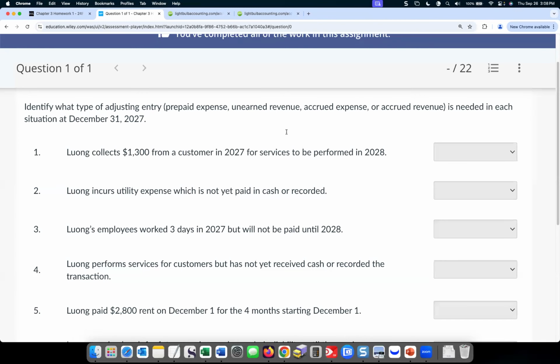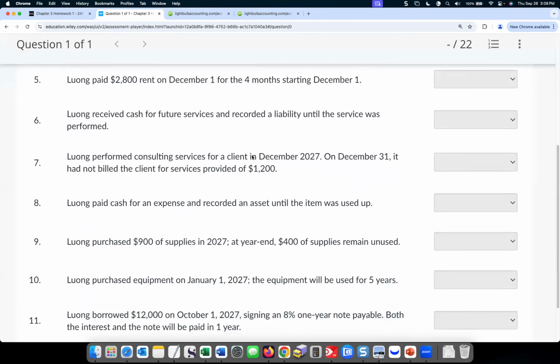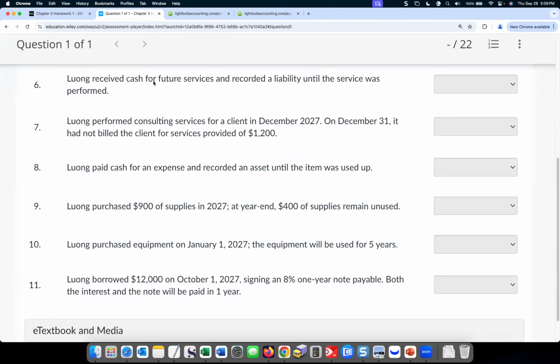So we're back from the break. Let's go ahead and finish this. We're identifying what adjusting entry types we had. Let's go with the next set, starting with 6.